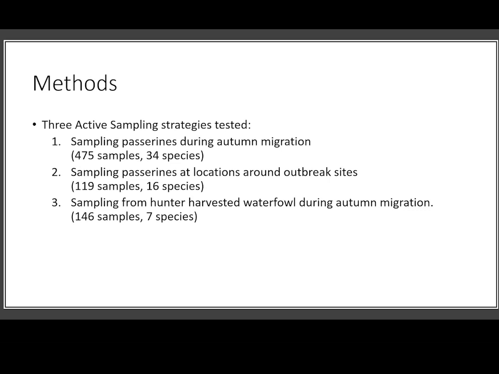Our second method was sampling passerines at locations around outbreak sites. So in early 2020, there was an outbreak at a site in Suffolk, and I went out with Adam, who was one of my supervisors, and we went and caught birds at different locations in the area to see if we could find AI in that population. And then third was sampling from hunter-harvested waterfowl during autumn migration. So that's a bit of a different approach.